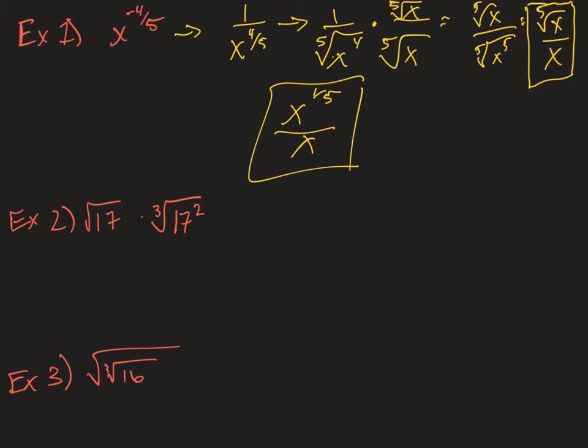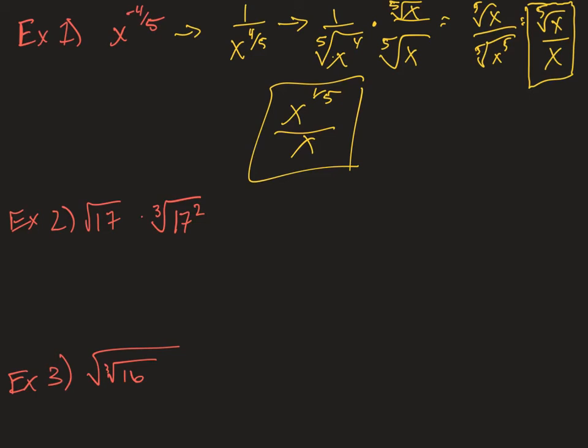Example 2, again, maybe pause this video, see if you can try to come up with an idea or two, and then come back and watch it, okay? All right, here we go. Example 2, previous to today, I wouldn't be able to multiply these. This is another reason why we have rational exponents, because now we can change these things. So you have the square root of 17 times the cube root of 17 squared. Previous to today, you couldn't multiply those because their indexes are different.